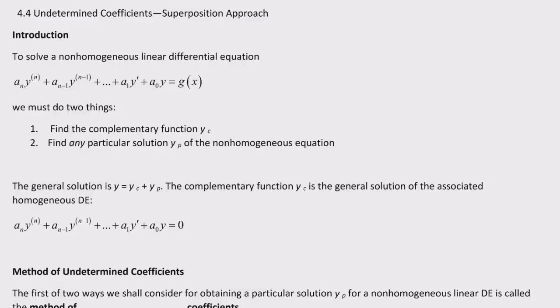Alright, so today we're going to look at something called undetermined coefficients, or the superposition approach. To solve a non-homogeneous linear differential equation, we must do two things. Number one, find a complementary function, and number two, find any particular solution of the non-homogeneous equation. The general solution would be the combination of those two solution types, where the complementary function is a general solution to the associated homogeneous differential equation.